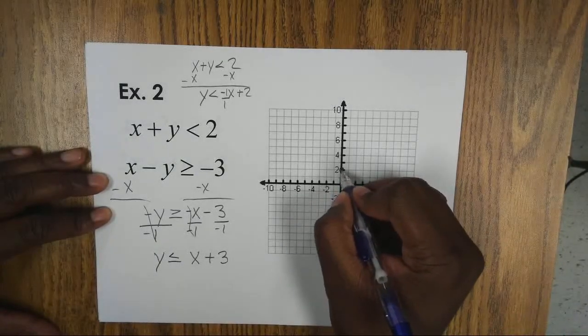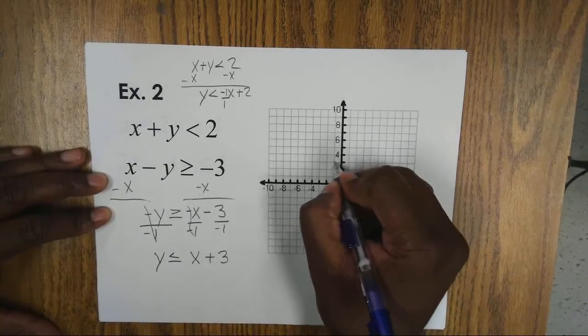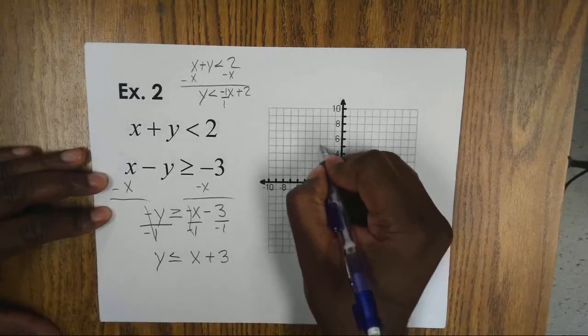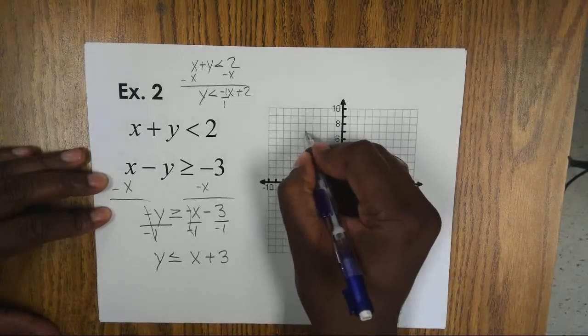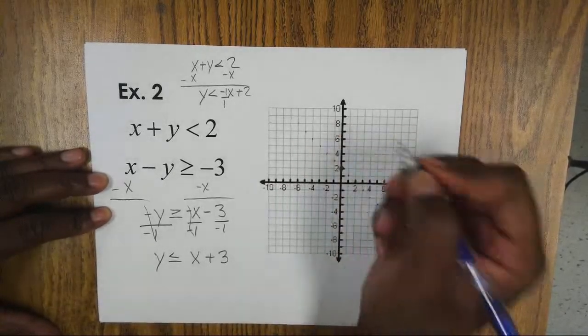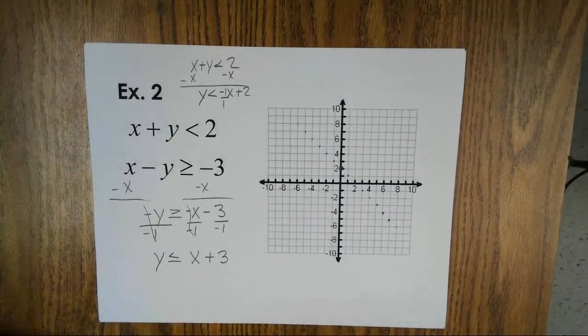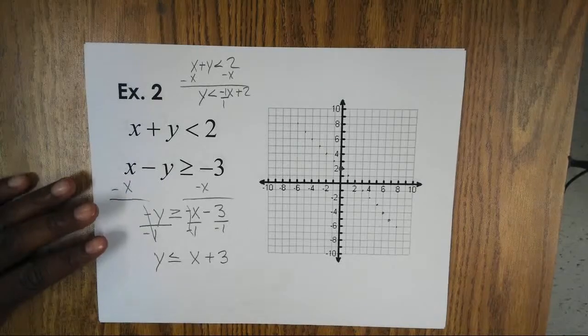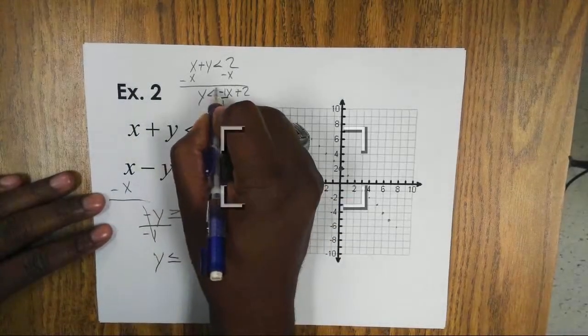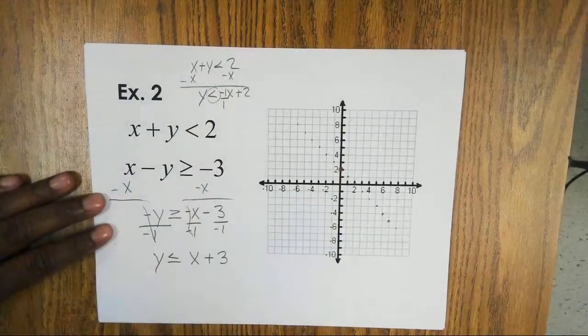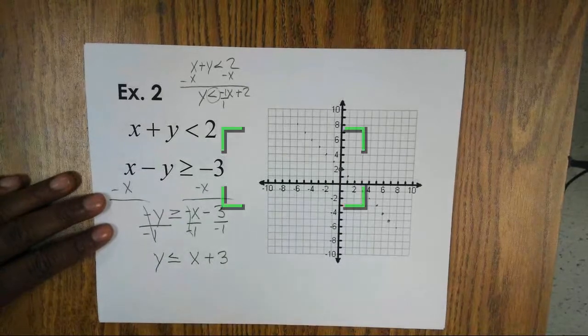Then I'm going to go the opposite direction. I'm going to go up 1 and to the left 1. I'm going to keep doing that. So that is going to be the path of my line. Now I need to determine, am I going to have a solid line or a dashed line? So I'm looking at this right here. It is less than. And earlier we looked at when it's less than, we're going to have a dashed line.